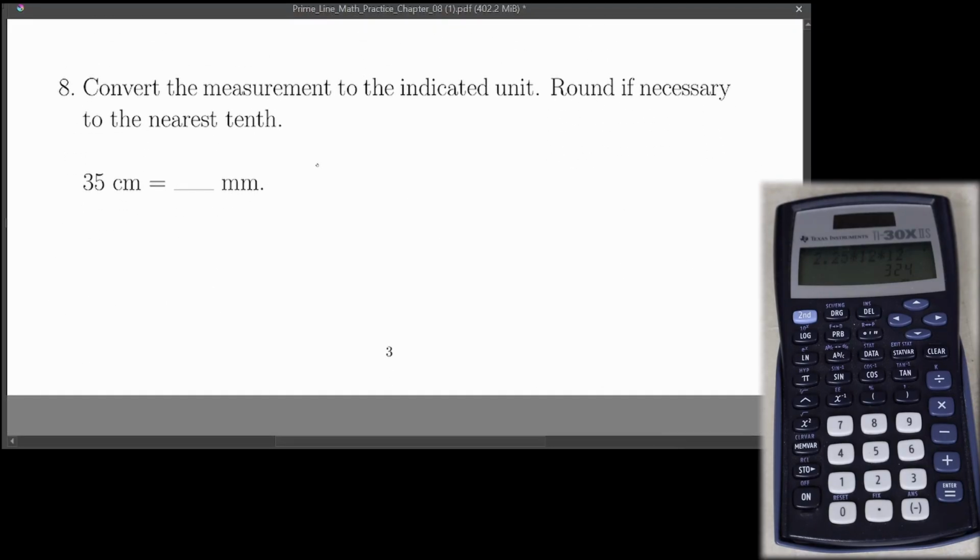Okay, we have 35 centimeters. 1 centimeter is 10 millimeters. So our units cancel off, and we get 350 millimeters.